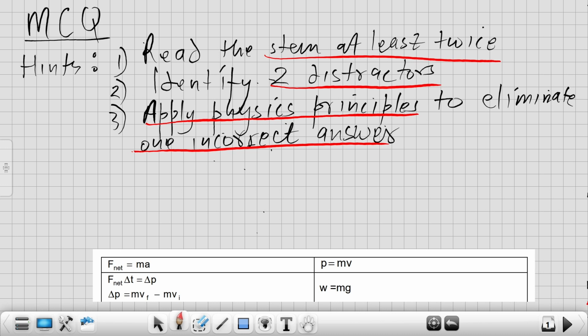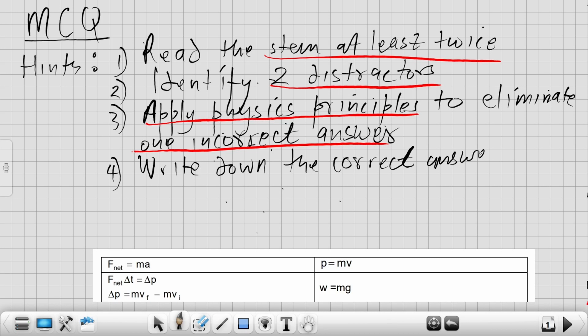So obviously, the last step that we need to consider is now to write down the correct answer. It's as simple as that.